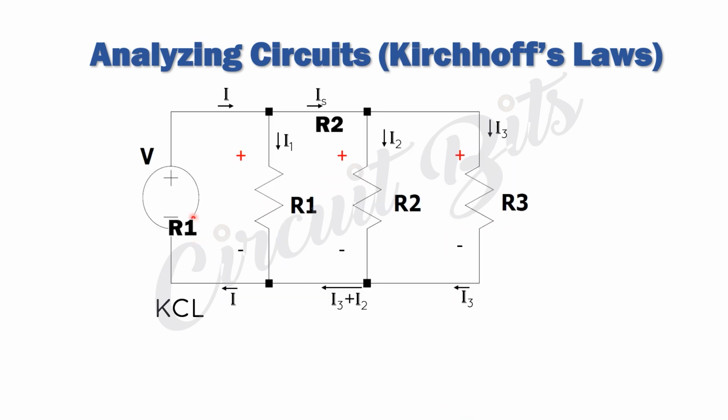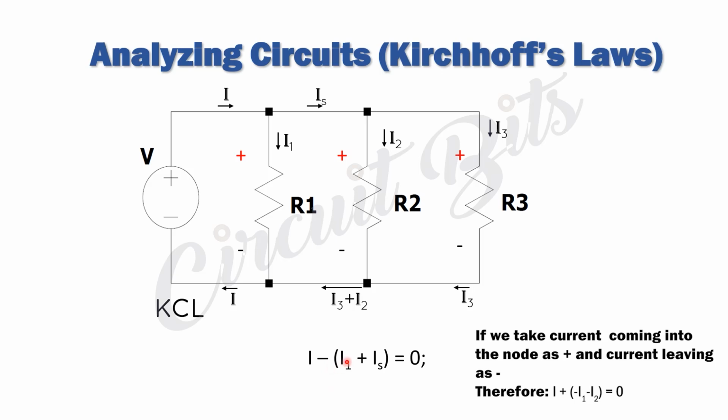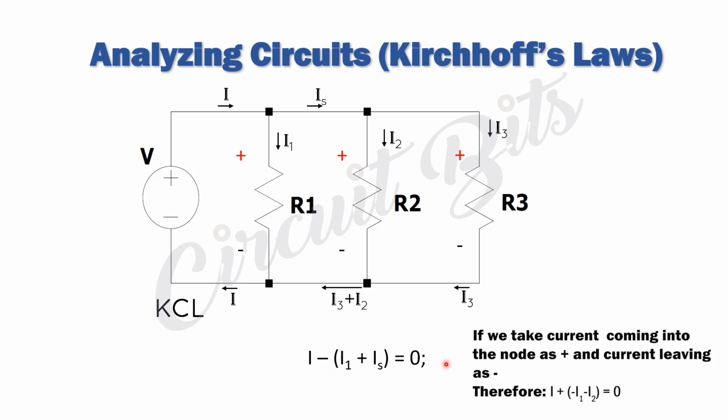For the current law, the sum of currents going into a node and coming out of the node equals 0. So we have I minus I1 minus IS equals 0. The current entering the node is equal to the current leaving the node. You see, this is I coming in, and this is IS plus I1 leaving that node. So we have I minus I1 minus IS equal to 0.